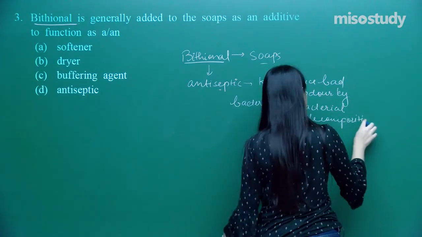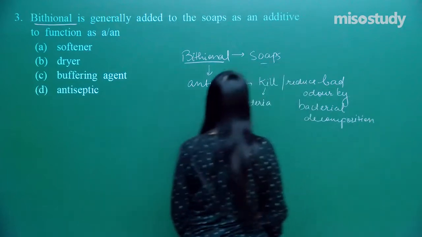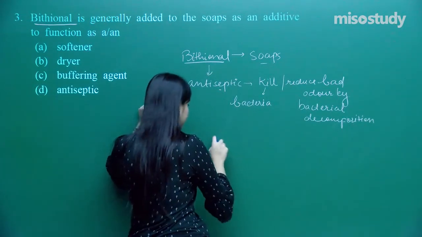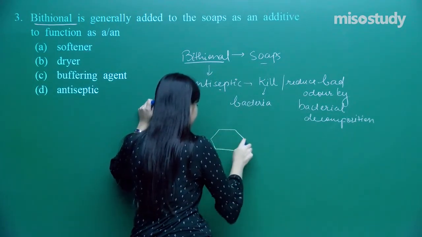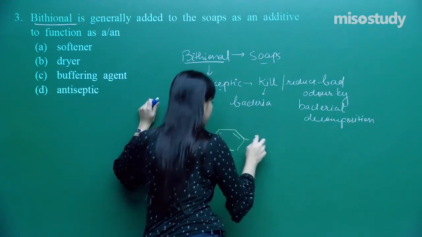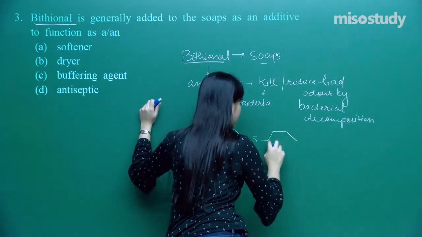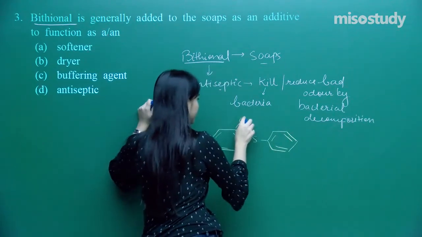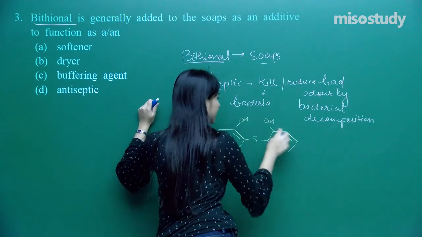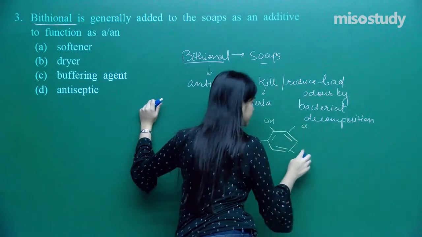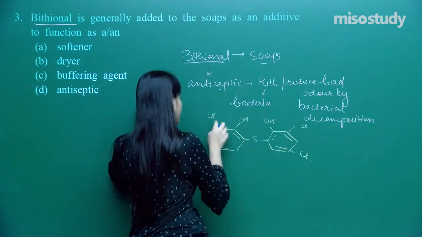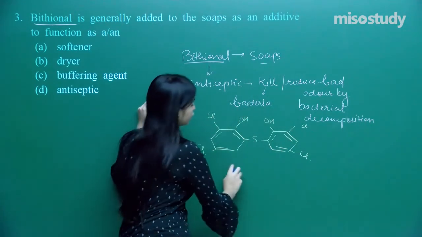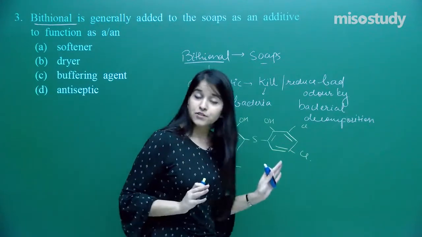So what is the structure for bithionol? You need to have a proper knowledge of that. Bithionol has a sulfur element in between, and what do we have? OH along with Cl. There is no method of actually remembering this. You just need to have a proper practice of the structure.